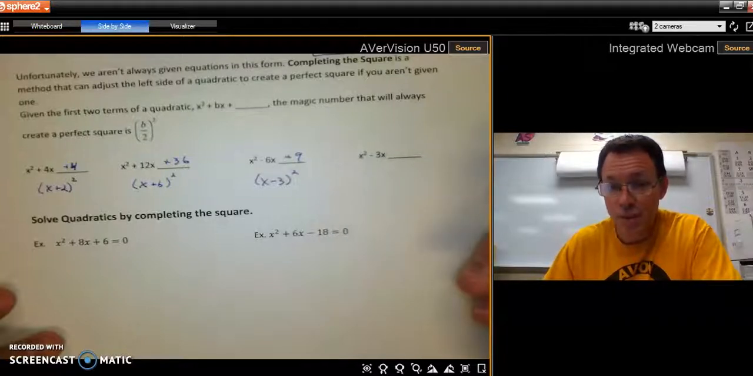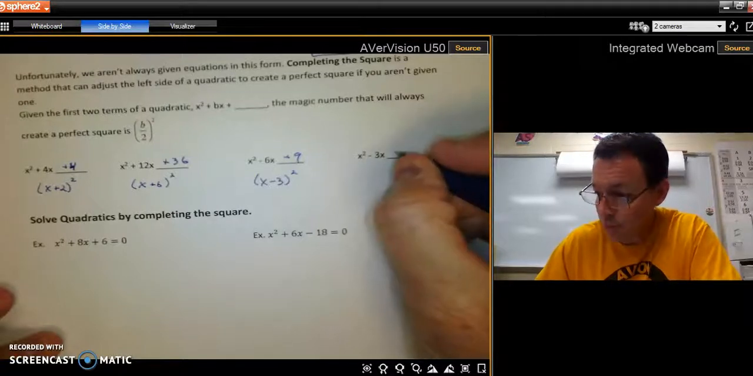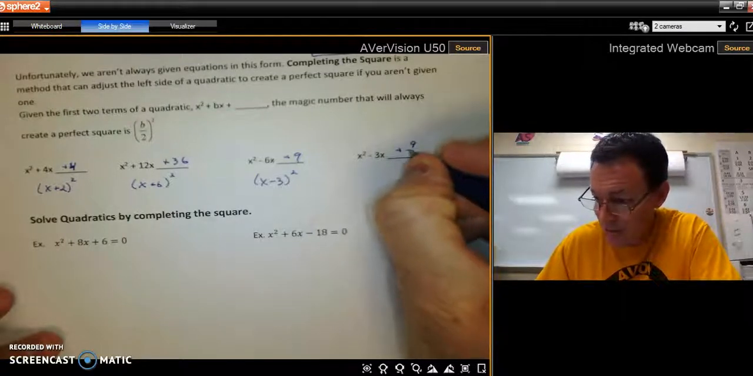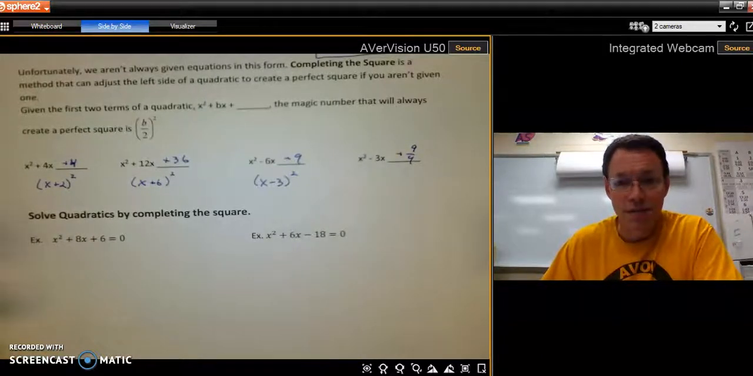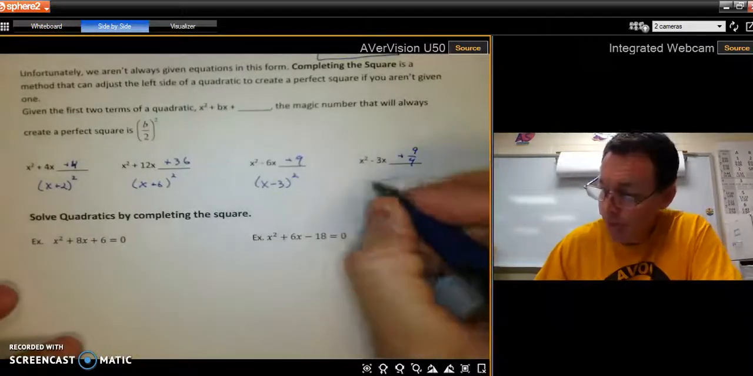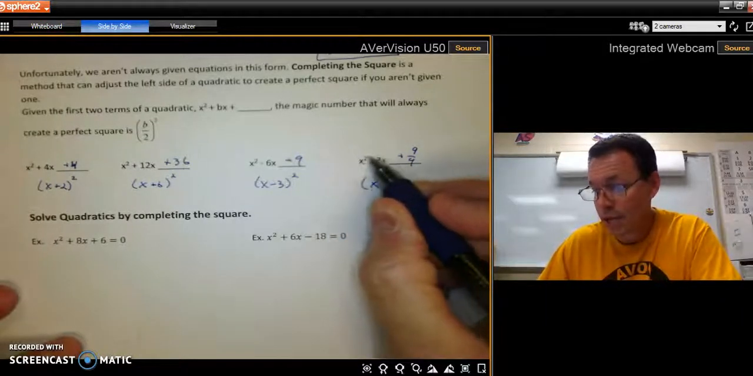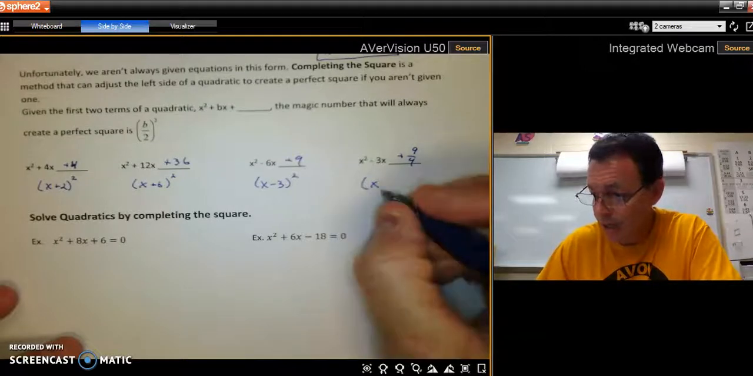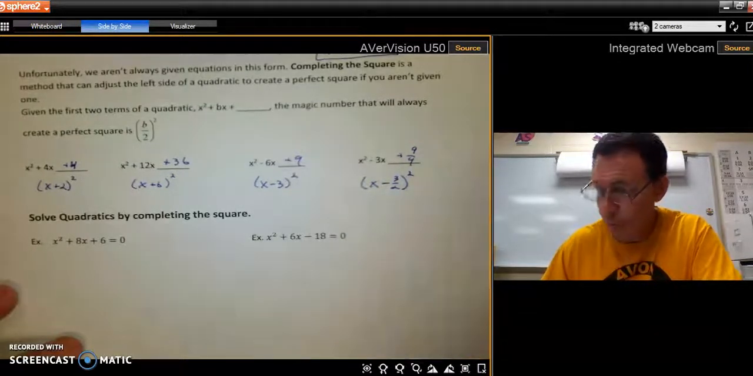And then what is negative 3 halves squared? Well, negative 3 halves times negative 3 halves would be positive 9/4, and that's what our quadratic looks like. Okay, so sometimes it's kind of a pain. But again, this would factor into x, and then remember, when I took half of this, negative 3 halves, that's the number that goes into my parentheses.